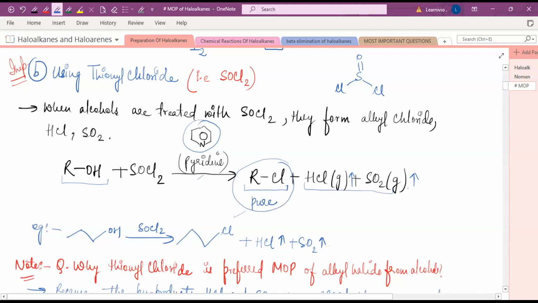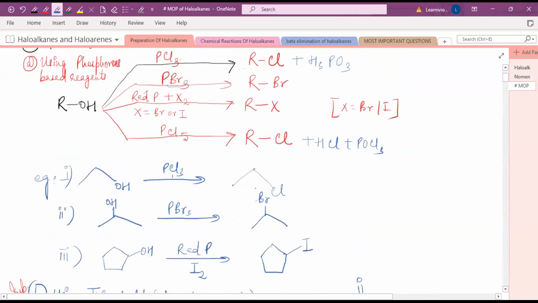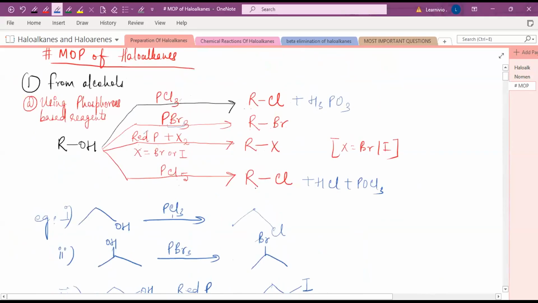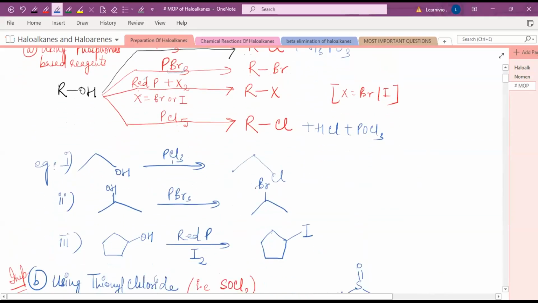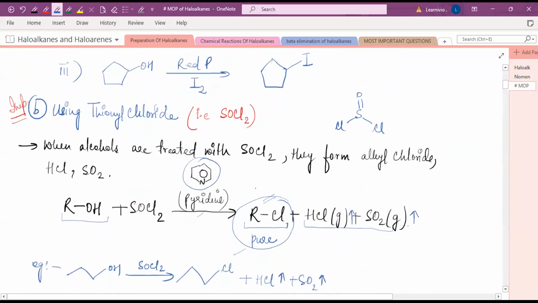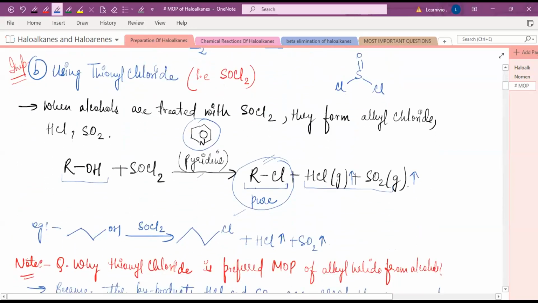You get the pure alkyl chloride here. Why? Because these byproducts are in gaseous state. Being in gaseous state, what happens? They just evolve out from the reaction, and you just get the pure alkyl chloride here. But in the above cases, you can see the byproducts are in solid form, or either in solid or liquid phase, right? So you don't get the pure compound as a product.